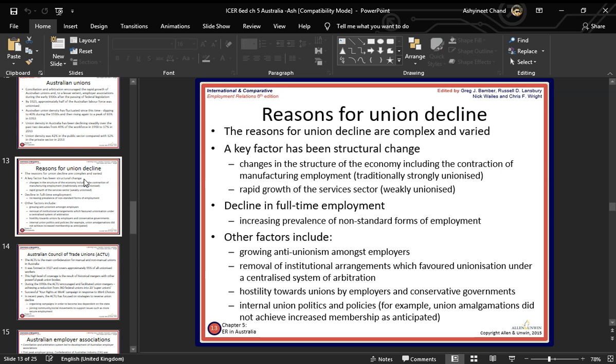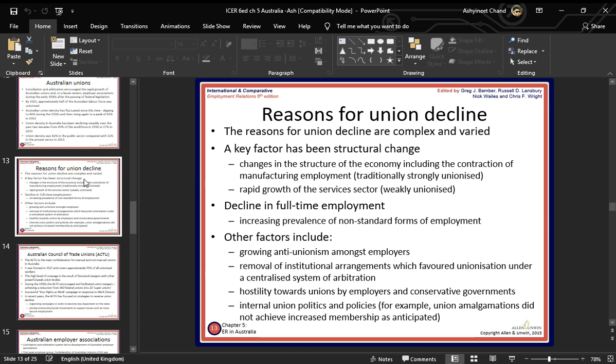As I've said, employers, they don't like unions. In USA, we saw that there the management, the organization really practices anti-unionism, even to the extent that they shift their businesses to places where unions are weak.